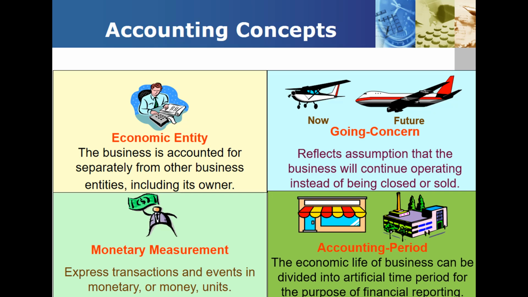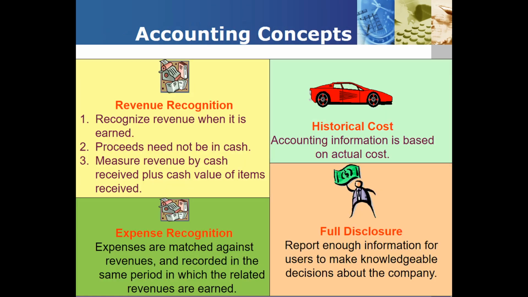Fourth concept: accounting period. The economic life of a business can be divided into artificial time periods for the purpose of financial reporting. Next, fifth concept: revenue recognition. 1. Recognize revenue when it is earned. 2. Proceeds need not be in cash. 3. Measure revenue by cash received plus cash value of items received.